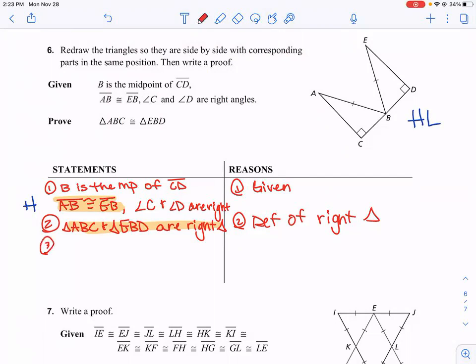What does our next statement have to be? If B is the midpoint of CD, then BC is congruent to BD because of the definition of a midpoint. And there's our leg.